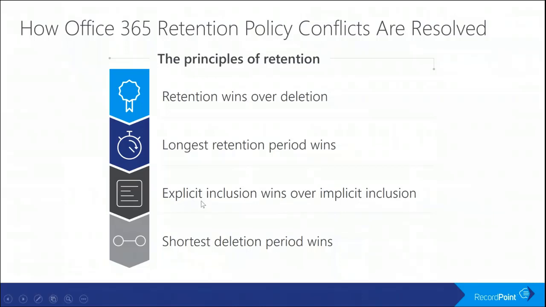The next one is that explicit inclusion wins over implicit inclusion. So let's say that you have a retention policy that applies to the entire organization and everything in Office 365, and then you have another retention policy that's only applied to the finance SharePoint sites. Because the finance SharePoint sites policy is more explicit or more granular, that's going to be the policy that's applied over the general implicit organization-wide policy. And then finally, if none of those 3 have solved the conflict, the shortest deletion period would win at that point.